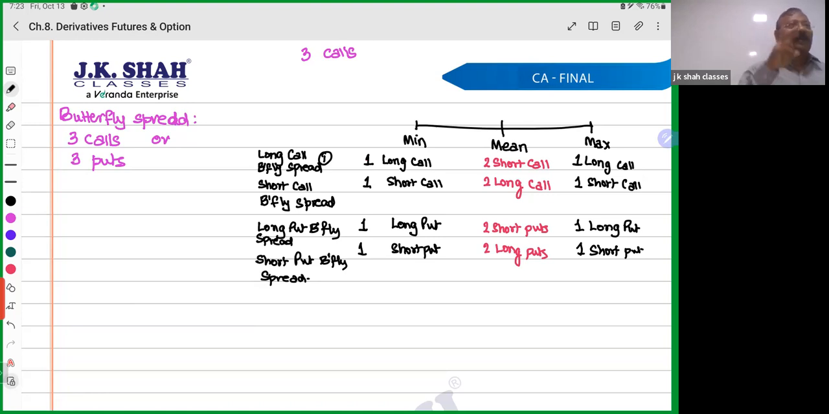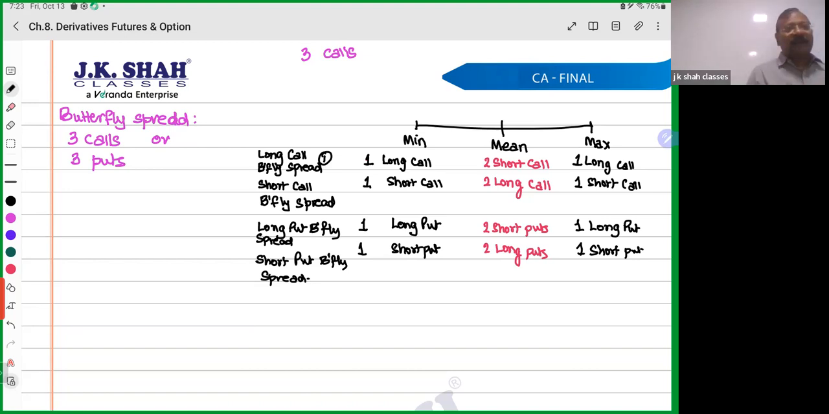If the strike price is different, but it's only a call, it's a spread. Then remember the strike price is different. That means one will be lower, the other will be higher. So you can either do a bear call spread or a bull call spread. Similarly, strike price different, but it's only puts. It's a put spread. It could either be a bull put spread or a bear put spread.